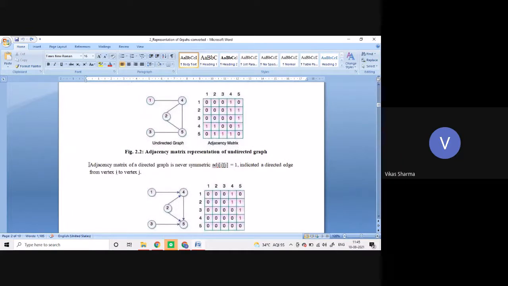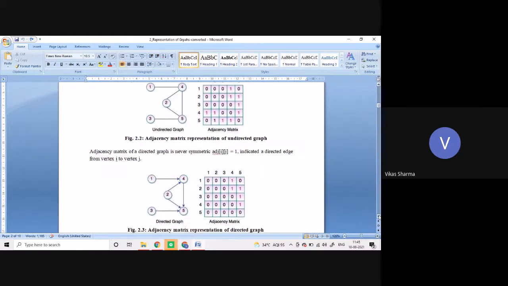There is a theorem which is called the adjacency theorem. The adjacency matrix of a directed graph is never symmetric. So we can say adj[i][j] equals 1 always for a directed graph, where there is a directed edge from vertex i to vertex j. So we can see here now an example of the directed graph.